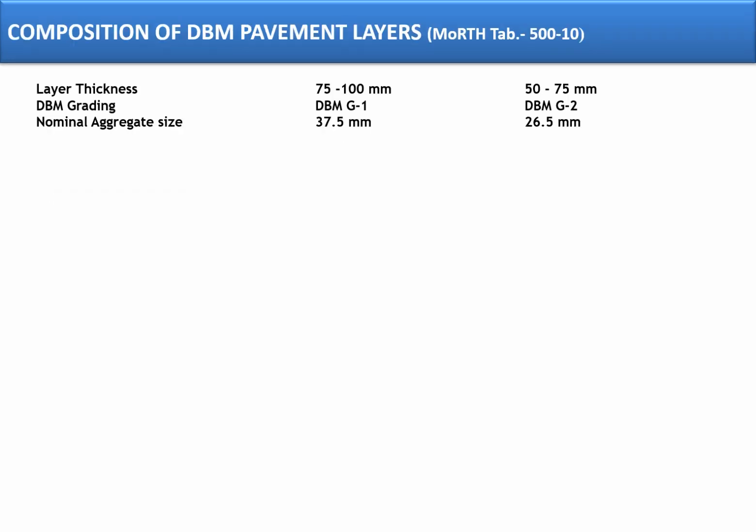If you see the composition of DBM pavement layers as given in MORTH revision 5, that is Table 500-10, it consists of two grades, grade 1 and grade 2. The nominal aggregate size for grade 1 is 37.5 millimeters and for grade 2 is 26.5 millimeters. The layer thickness one can do with grade 1 ranges between 75 to 100 millimeters, and the layer thickness one can do with DBM grade 2, where the nominal aggregate size is 26.5, is 50 to 75 millimeters.